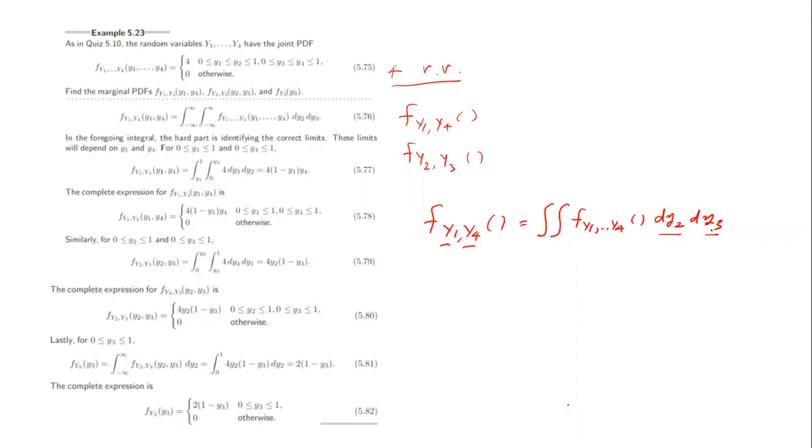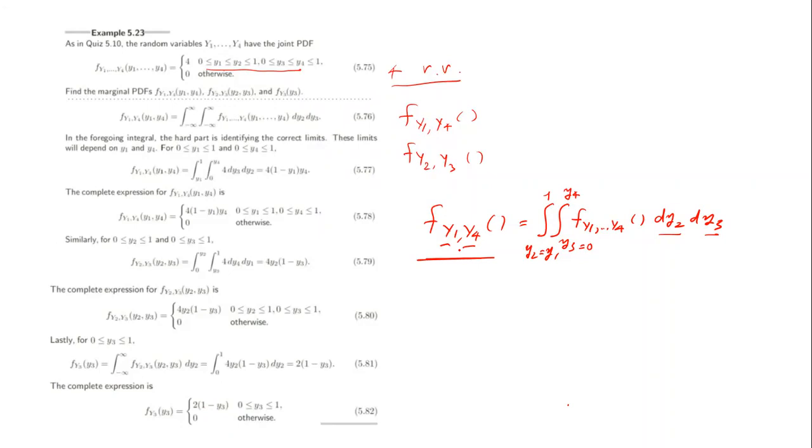Now the limits of this integration are critical. As you can see here, the limits of Y2 are Y1 to 1. So Y2 equals Y1 to 1. And Y3 is from 0 to y4. So we evaluate this integration and find the joint PDF of y1 and y4.